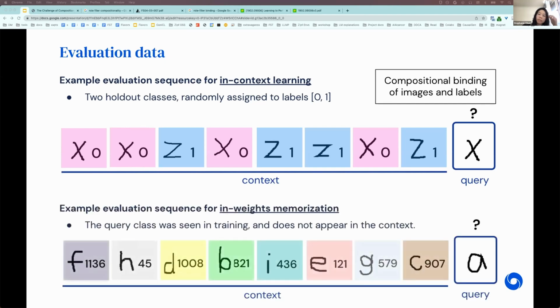We also evaluate in-weights learning of the classes. So we have sequences where the classes were seen in training, but the query doesn't appear in the context. So here, the only way for the model to predict the right label is to use the information stored in weights.